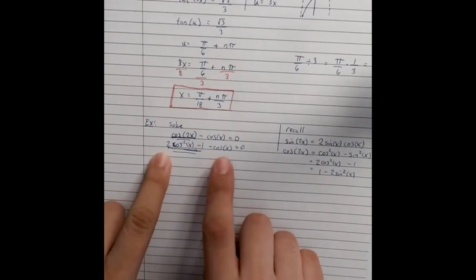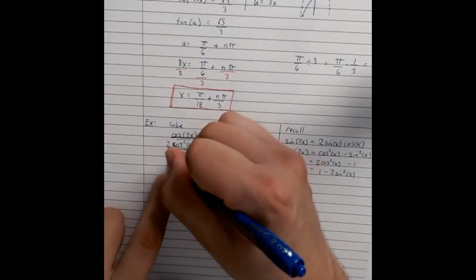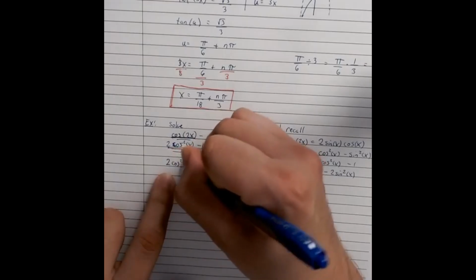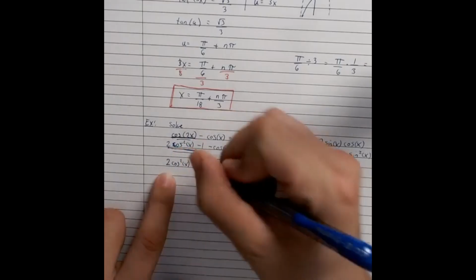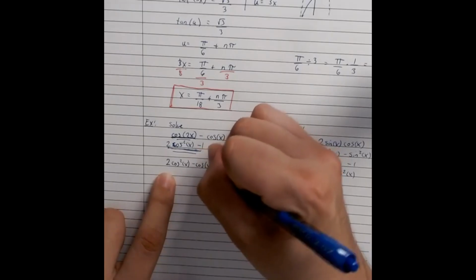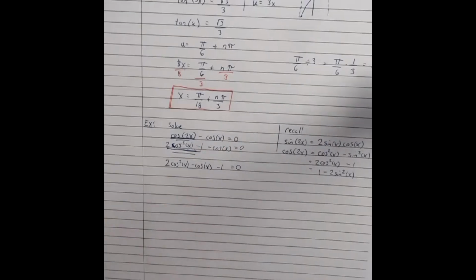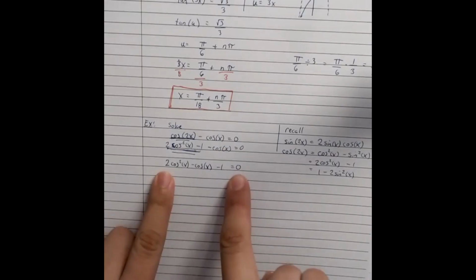All right. So now, let me rewrite this in descending order. This almost looks like a polynomial. I can write this as 2 cosine squared of x minus cosine of x minus 1 is equal to 0. And now that really looks like a polynomial. So let me write it with a substitution.